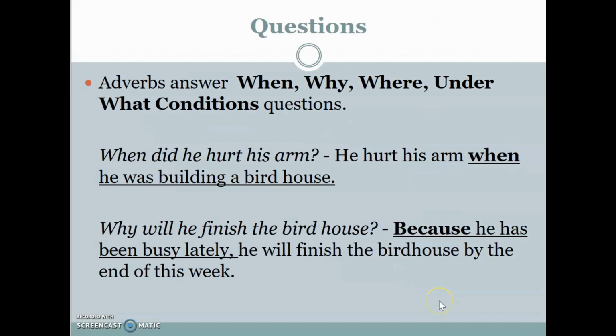And again, the third factor we consider when we are working with dependent clauses is questions. What type of questions can we ask? Usually it's a question when, or why, where, under what condition. Now remember, all those adverb clauses show some kind of relationship or pattern of organization. When did he hurt his arm? He hurt his arm when he was building a birdhouse. Why will he finish the birdhouse? Because he has been busy lately. He will finish the birdhouse by the end of this week.